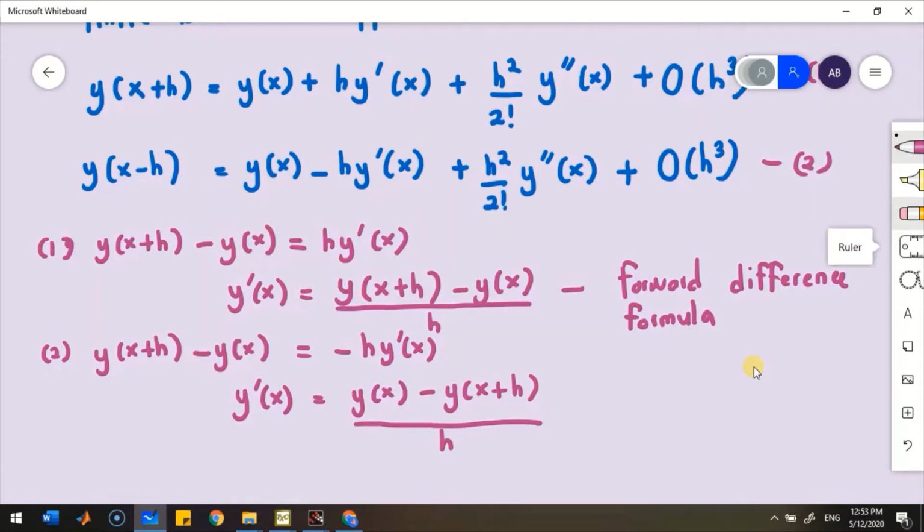No, I'm looking at equation number 2, so it should be x minus h. There must be a difference between equation number 1 and equation number 2. Okay, let me fix this. Equation number 2 is x minus h. So this will be x minus h. What we have here is the backward difference formula.